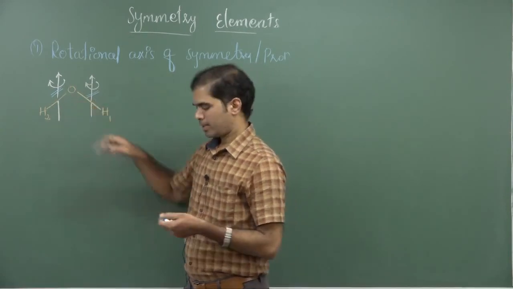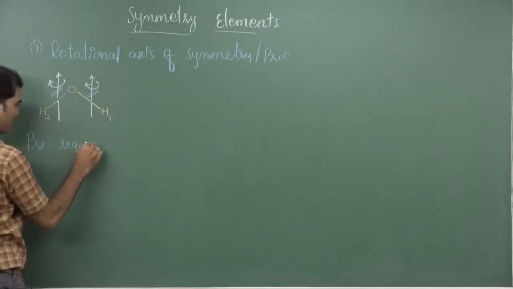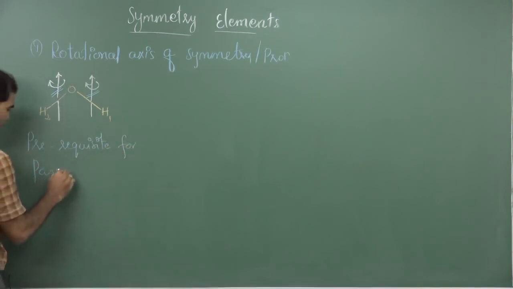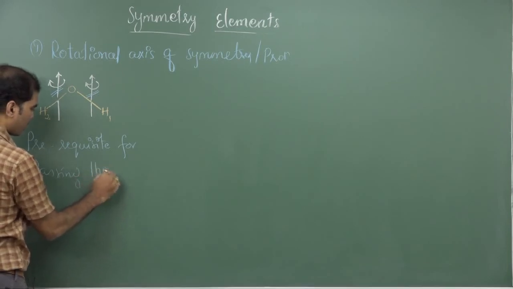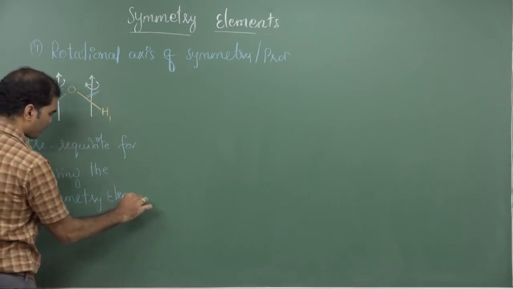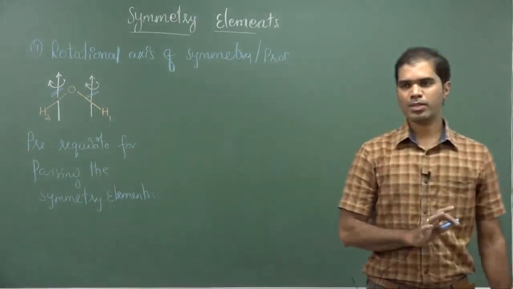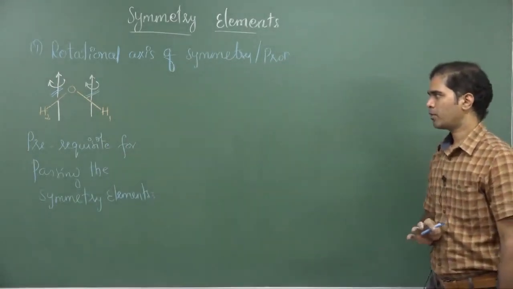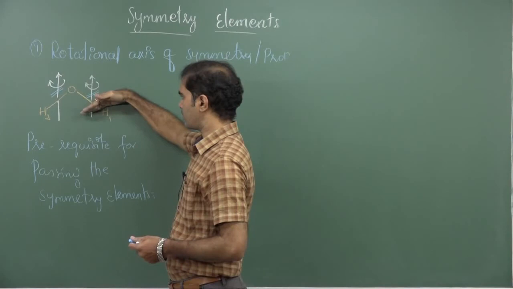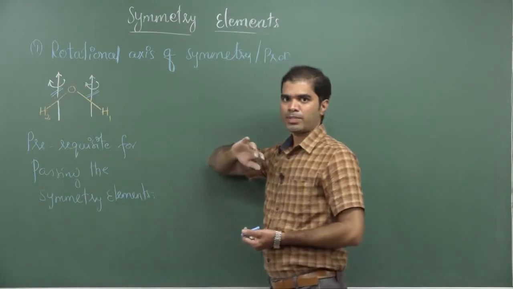So what is the prerequisite for passing the symmetry elements? I choose a molecule. Can I pass any symmetry element I like? I mean, I choose a rotation or a plane. Can I pass it from anywhere I like? I'll take a plane and try to pass it from here, or from here, or from here. Can I do it? The answer is no, because there are some guidelines.